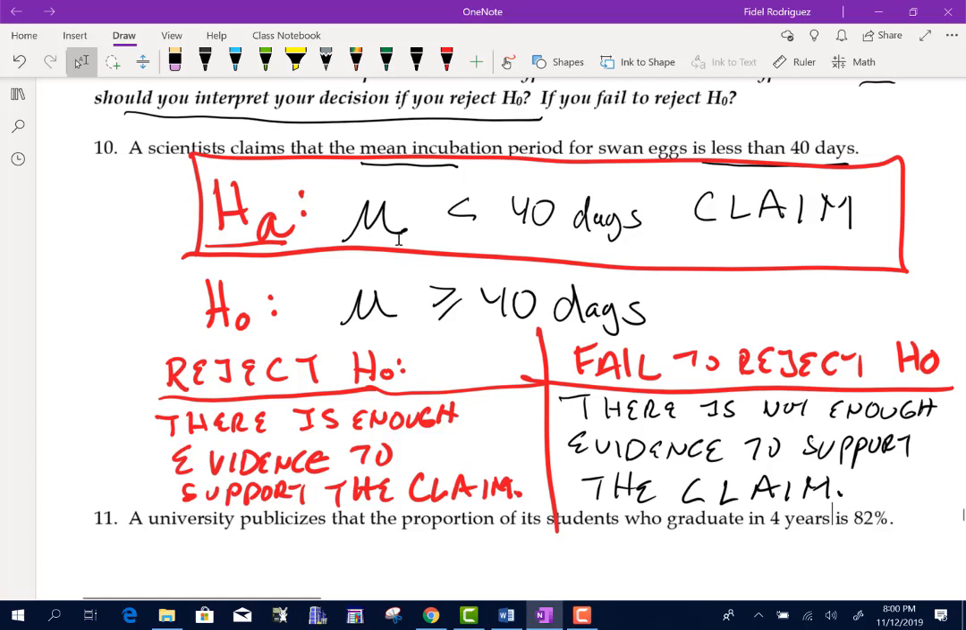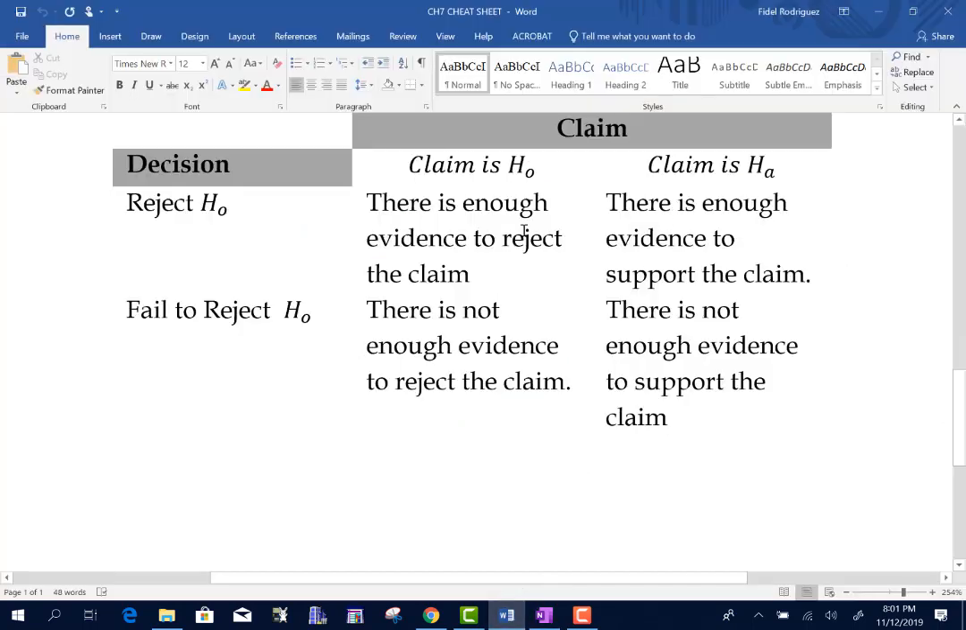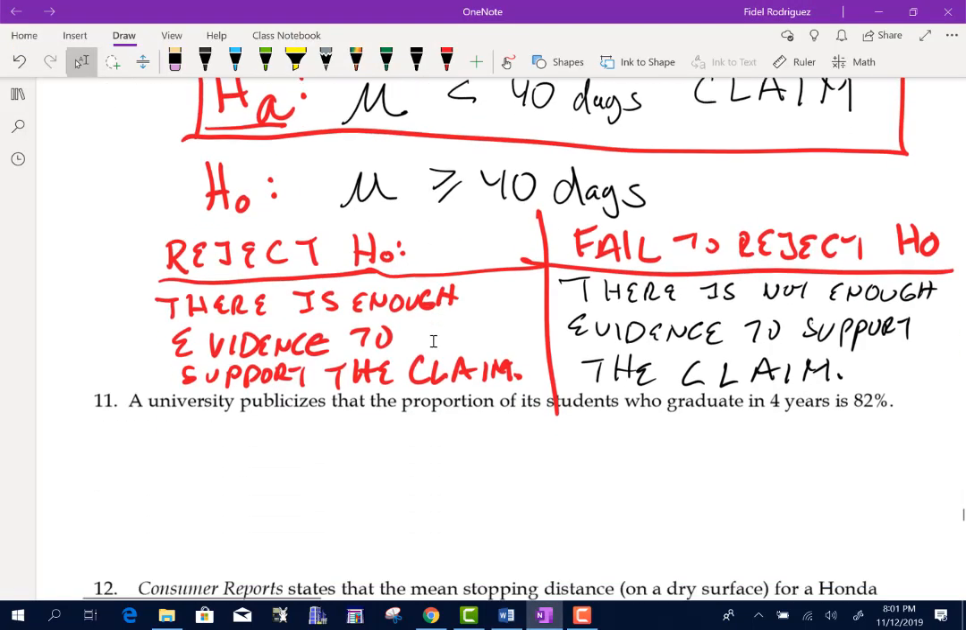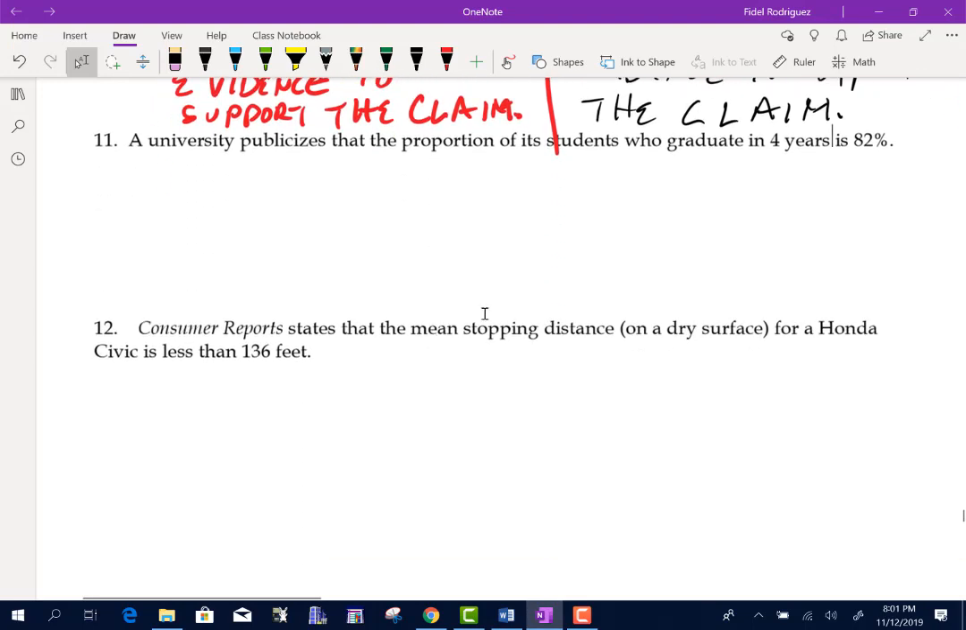But do you see how the problem said the mean incubation time for swan eggs is less than 40? So the mean is less than 40. That's what they're claiming, right? And that happened to be my alternate. So all I did is I said, look, what happens when my claim is my alternate? These are the two things I'm either going to have. If I reject the null, then I'm going to say there is enough evidence to support the claim. If I fail to reject it, I'm going to say there's not enough evidence to support the claim, right? So look, I'm going to come back, I'm going to do the next one. So just make sure that we understand what's going on here, okay?